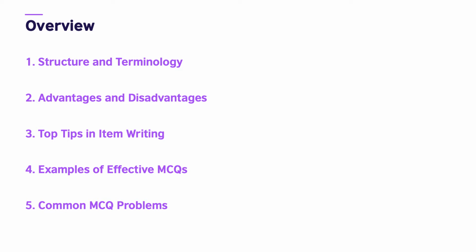In Part 2, we will go over the advantages and disadvantages that are associated with such item types. In Part 3, we will go over a list of top tips that can act as a sort of checklist when you're producing such content. Finally, in Parts 4 and 5, we will look at examples of MCQs. Part 4 will focus on items which serve as good examples of best practice, and in Part 5, we will look at items which display some of the most common pitfalls.